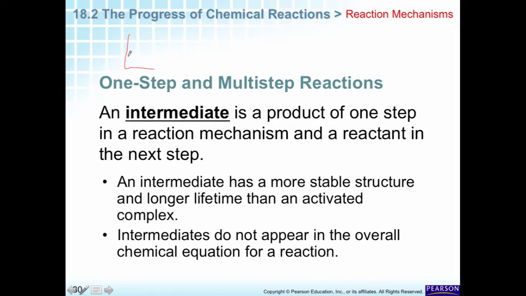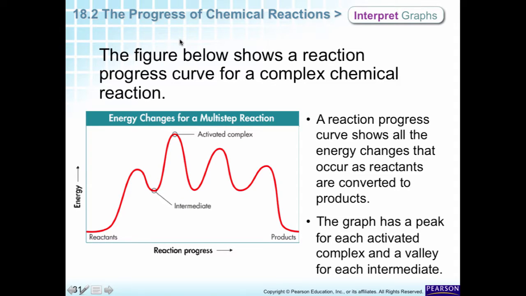So if we look at our picture again, we can go up to the top of the hill. So there's our activated complex up here, but our intermediate is where the X is. Then we have another activated complex, okay? And this is our product. And these were our reactants, all right? So activated complex, and this is our intermediate. Okay, intermediates aren't part of your final balanced chemical equation.